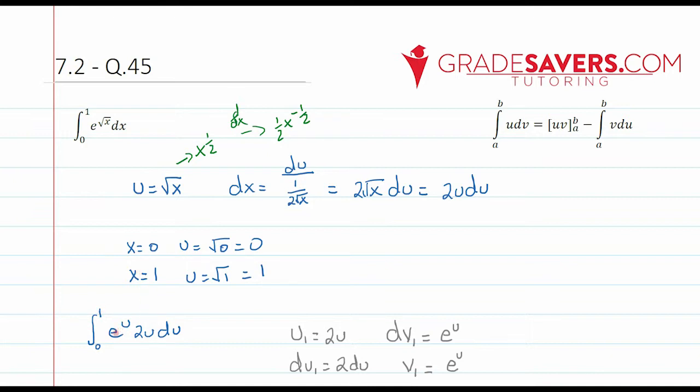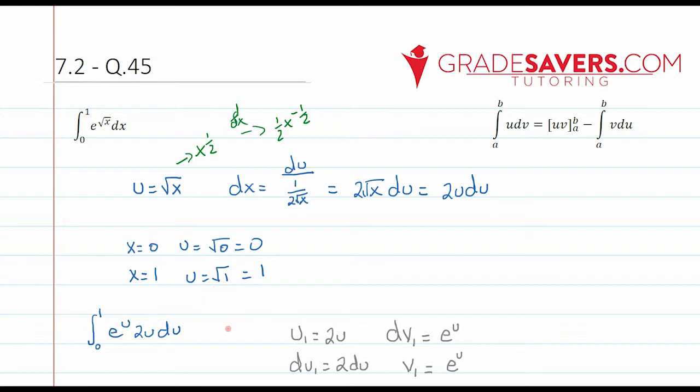So the integral we end up with when we do our substitution is e to the root x becomes simply e to the u, because root x is replaced with u, and dx is replaced with 2u du. And this is where we need to use integration by parts.